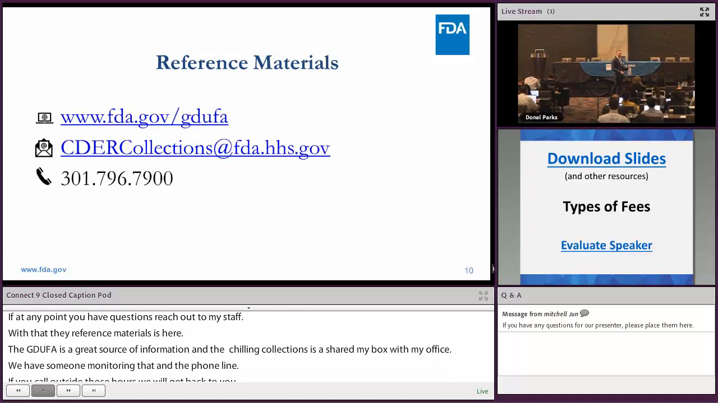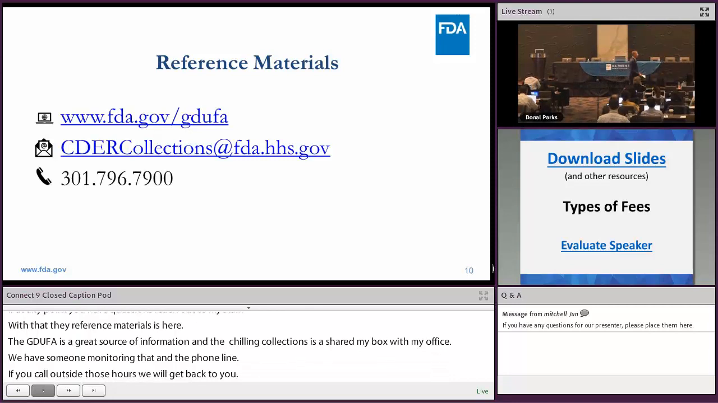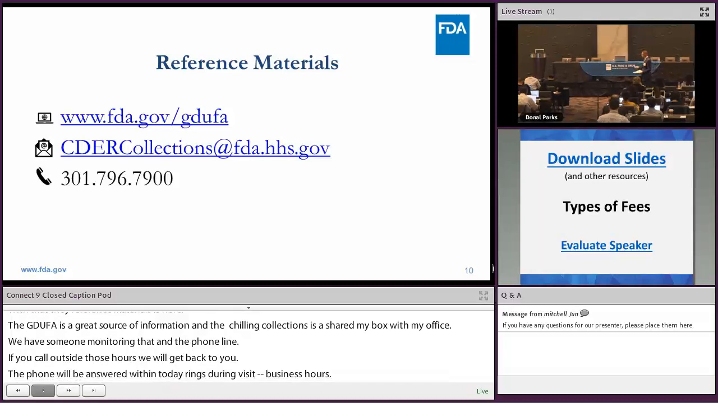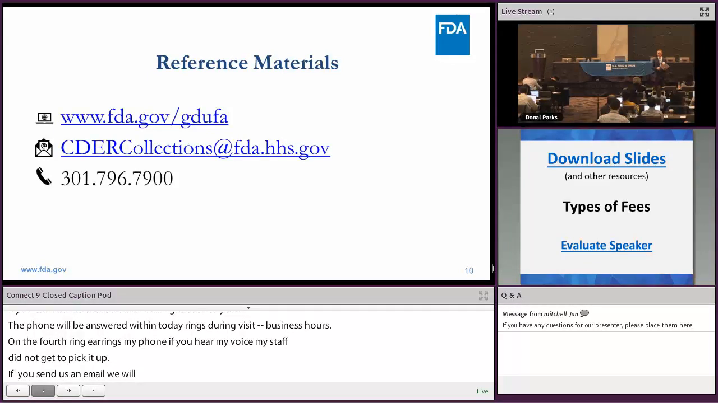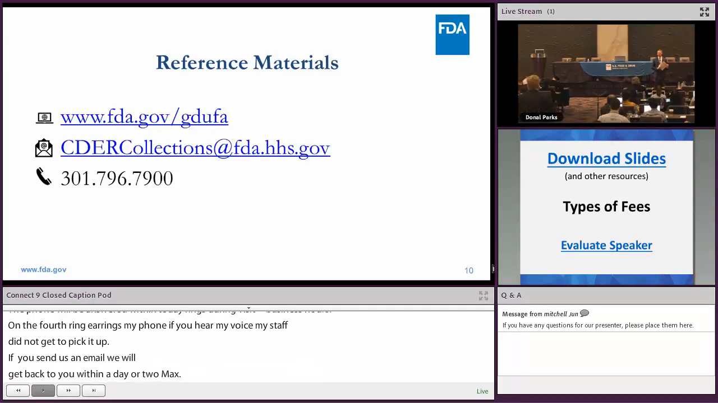So if you hear my voice, then my staff didn't pick up in time. But they generally do. Very few of you actually hear me on the line because of that. So my staff do a very good job of answering the phone. And if you send us an email, we'll get back to you within a day or 2 max, depending on our workload and whatever else is going on. So with that, we have 15 minutes or so left. I'd like to open it for questions if there are any, or if not, I will be happy to leave and get out of your hair.